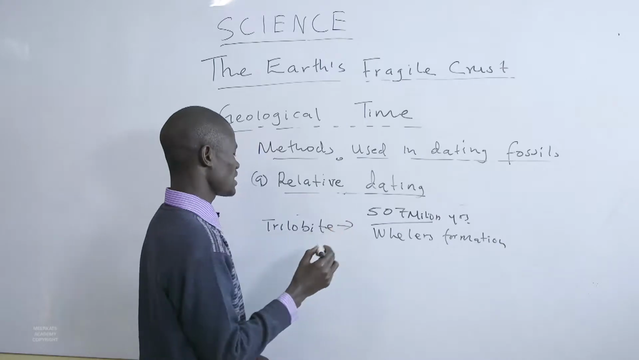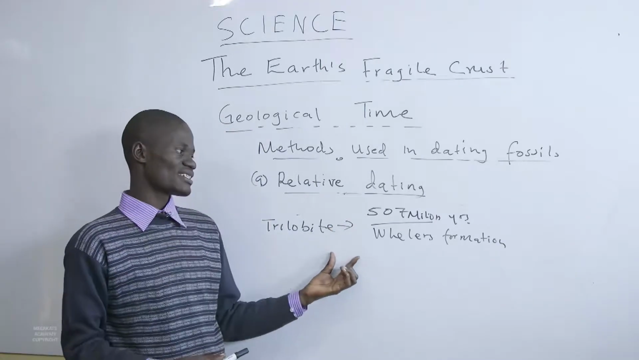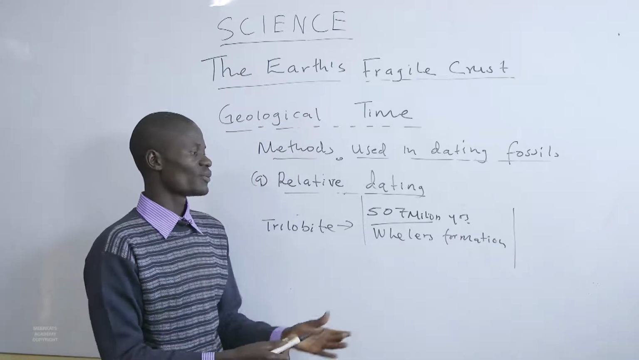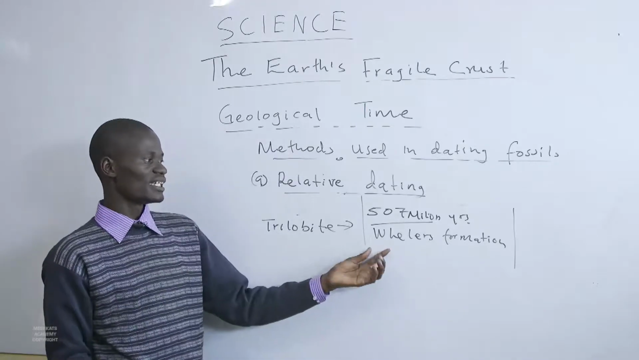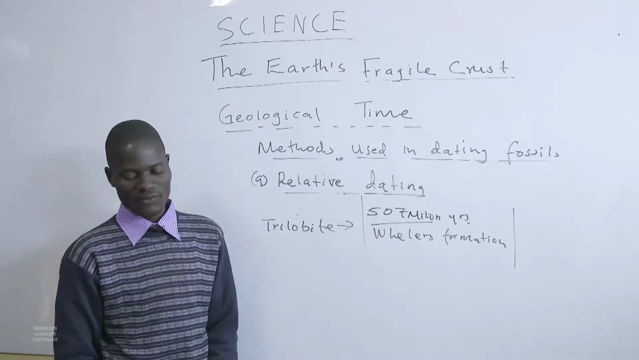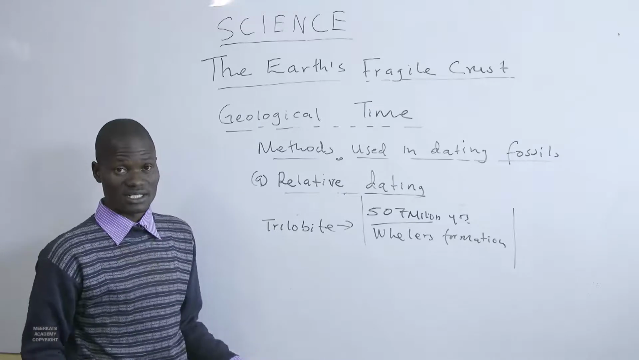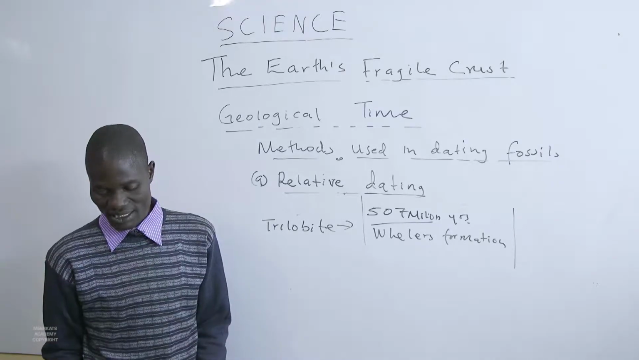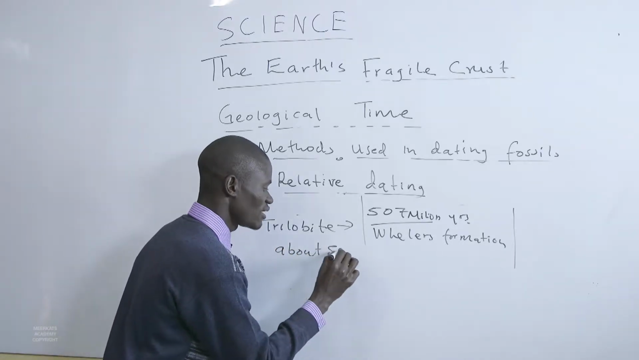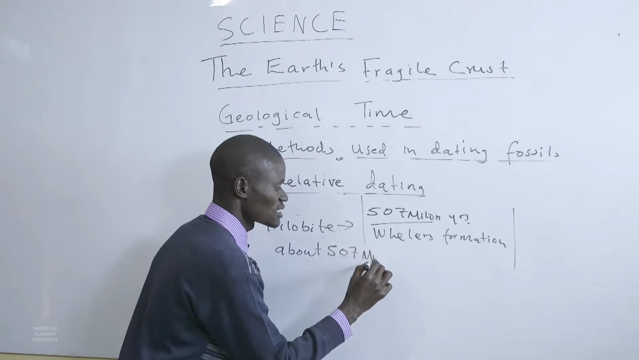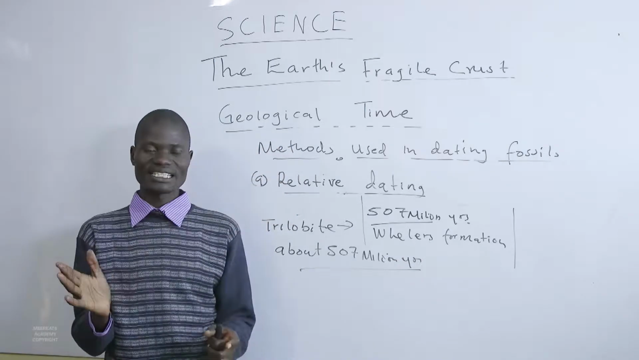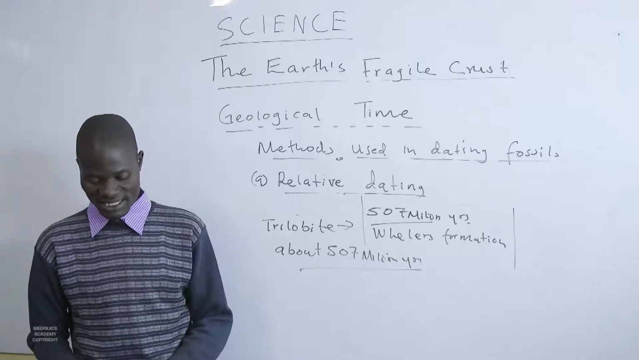That means when we subject the fossil known as trilobite, we will be able to find it during the period of the Wheeler Formation, and the Wheeler Formation gives us information that it has been in existence for around 507 million years. Therefore, for the trilobite as a fossil, we will be able to say that the trilobite is also about 507 million years old. That is what we refer to as relative dating.